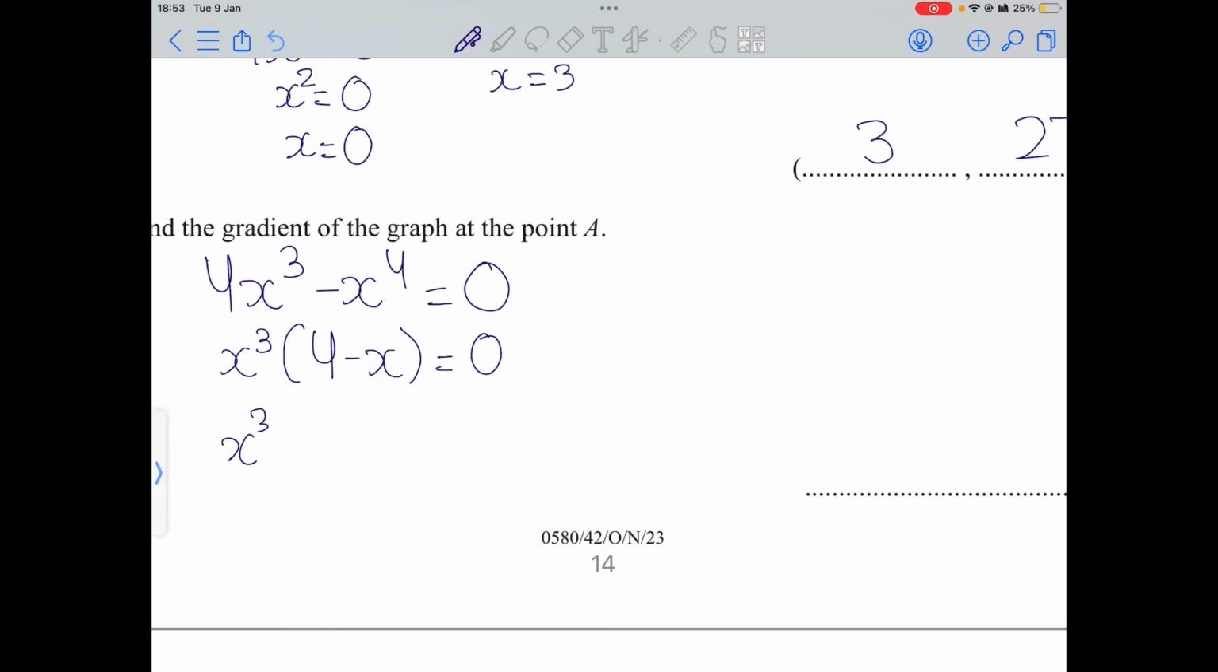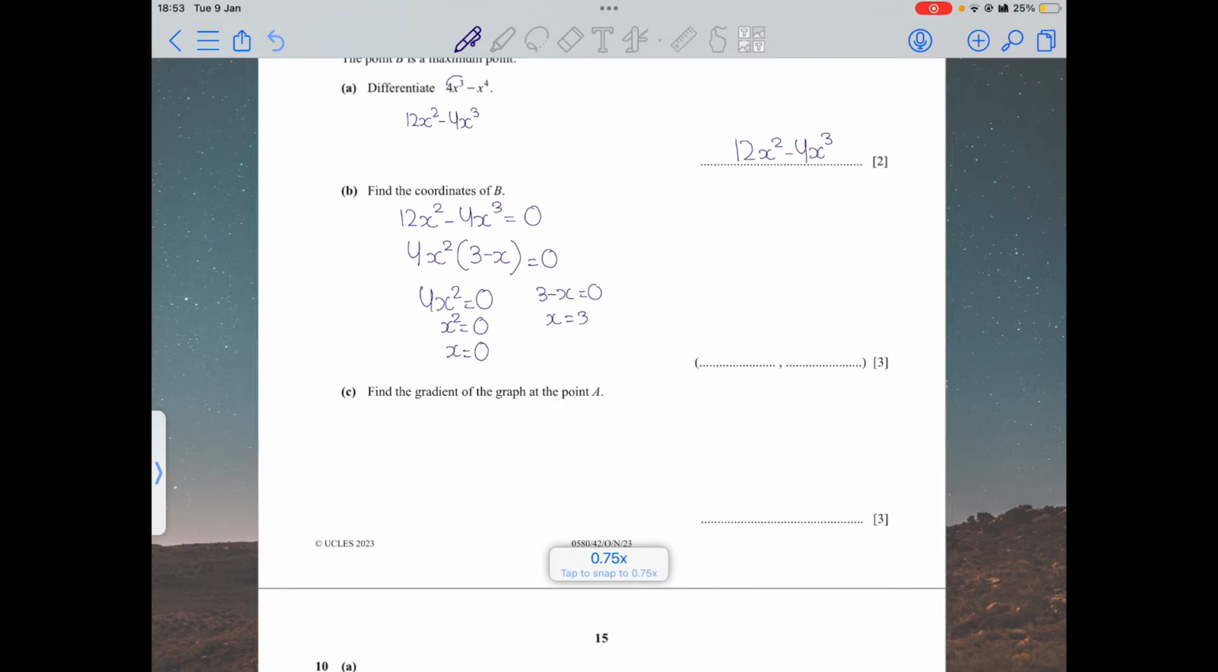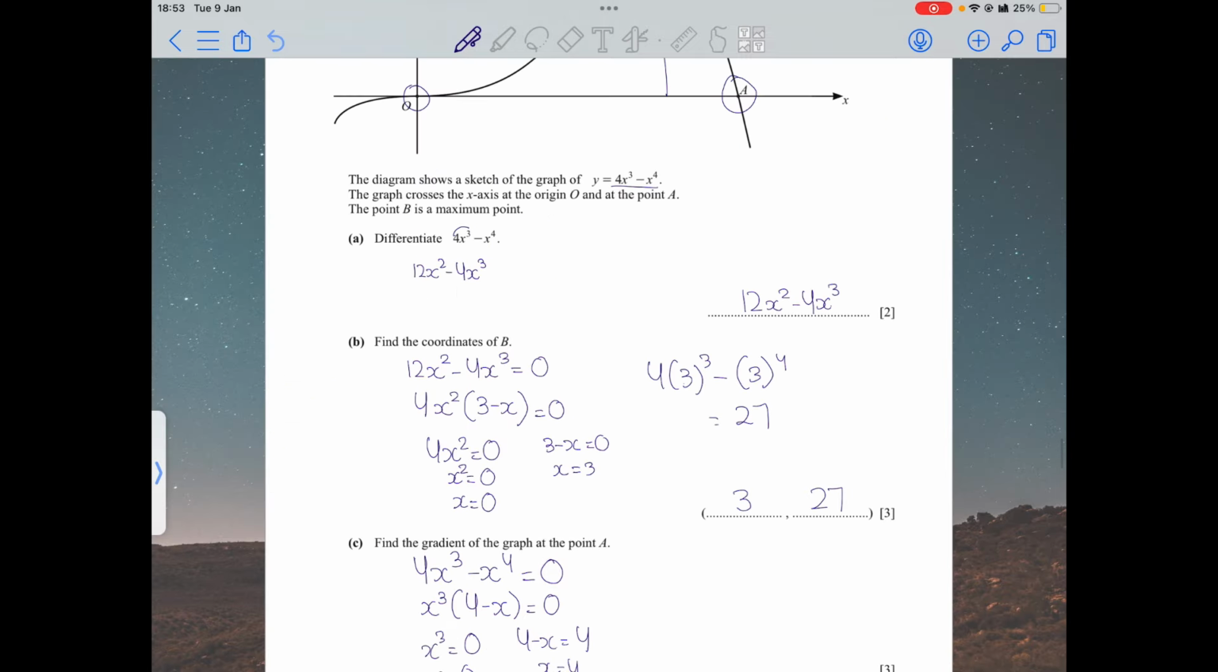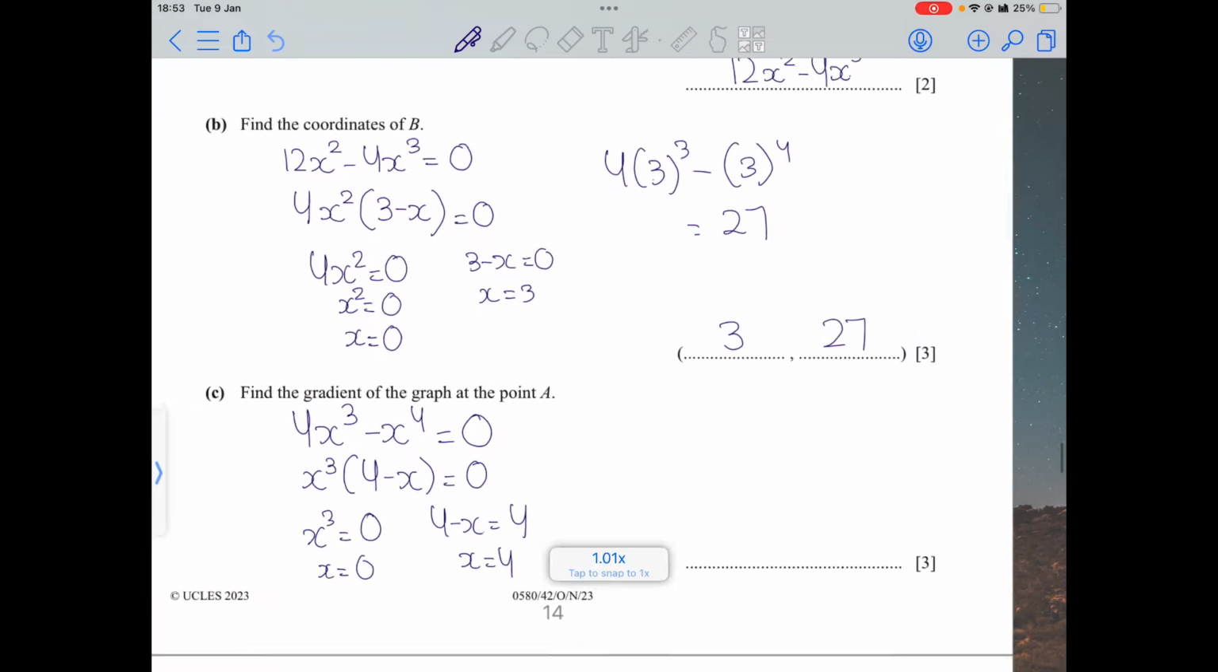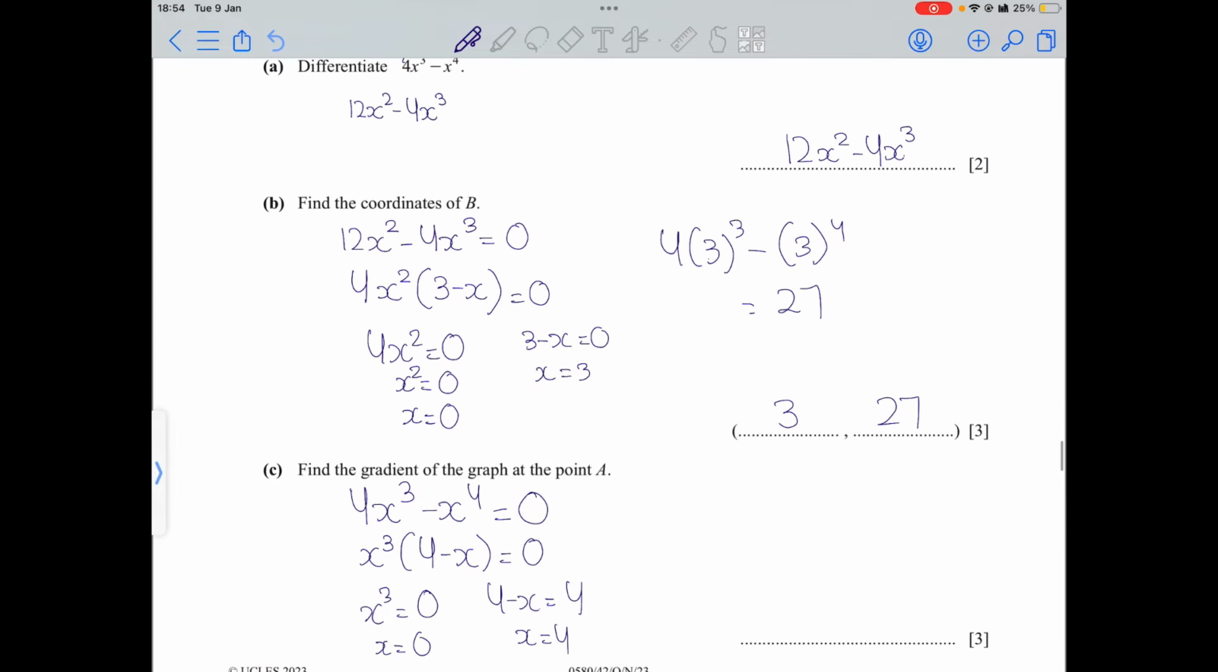So if x raised to 3 is equal to 0, then x is 0, which is one value at which the y will be 0 and x will be 0. Another value is that 4 minus x is 0, so x is equal to 4. So now we want to find the gradient at the point where x is equal to 4. Just take the differentiation.